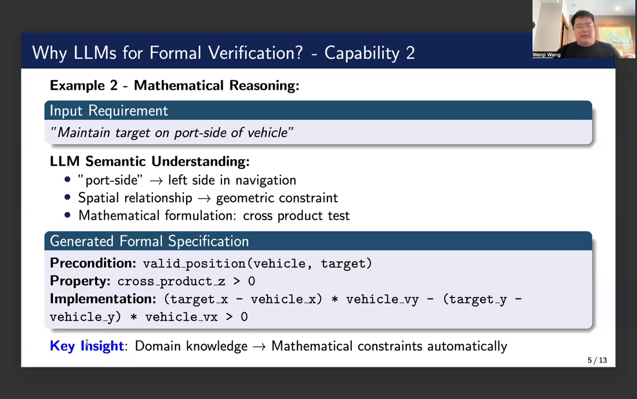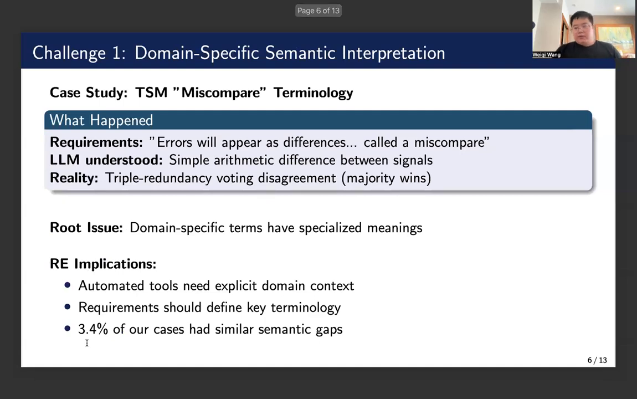So the key insight here is that domain knowledge is not a large challenge for the LLM. It can change the prose into a mathematical constraint automatically. However, we also faced some challenges during our experiment. The first one we call domain-specific semantic interpretation.